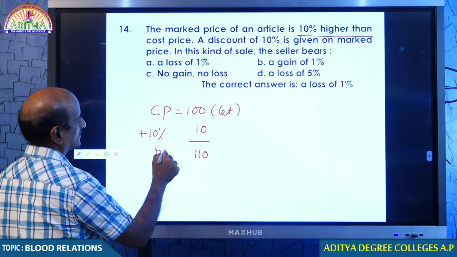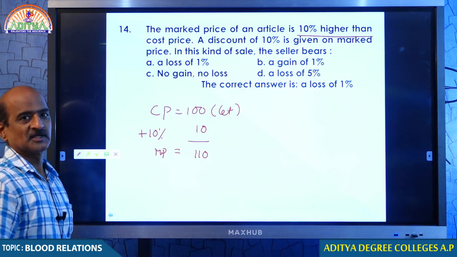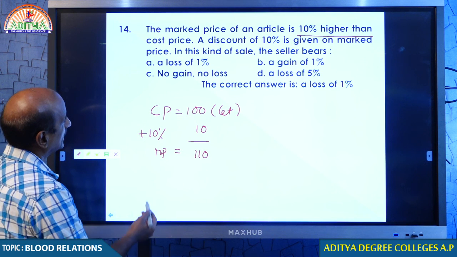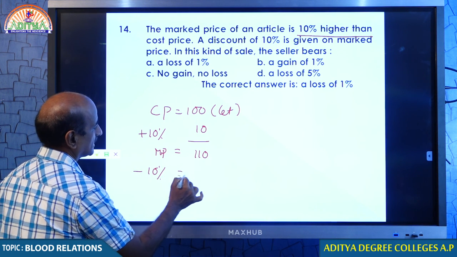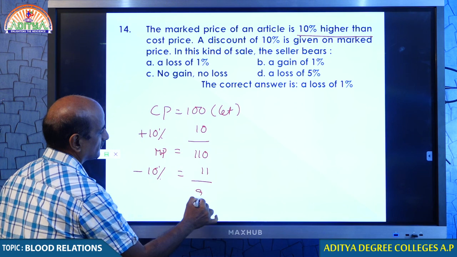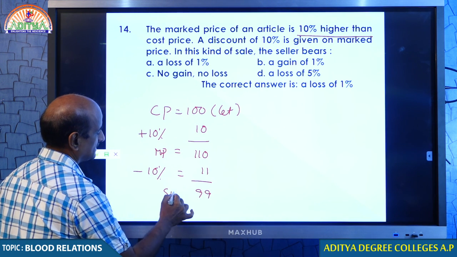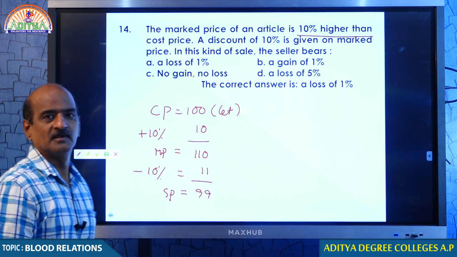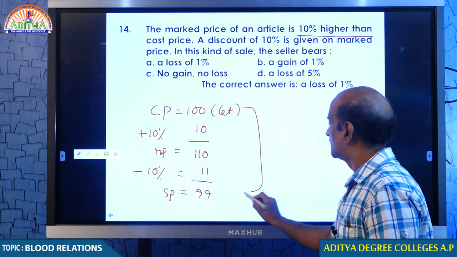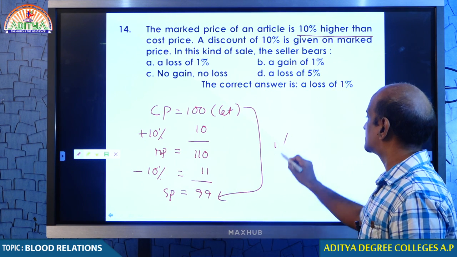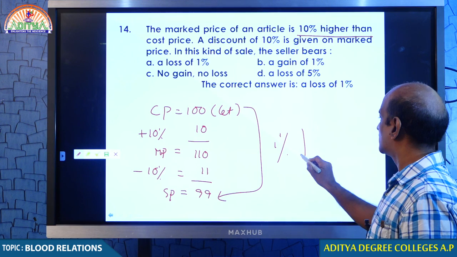This is the market price. Then you gave a discount of 10%. 10% of 110 is 11. So you made a mistake, my dear student. If you do so, you don't even get your money back, but you lose 1%. There is a loss of 1%.